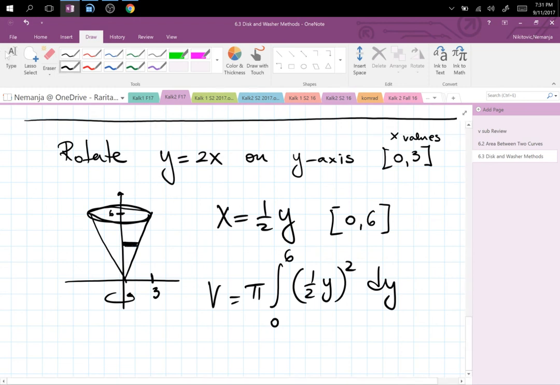So do we all see dy over here? dy immediately tells us that the limits must be y and your function has to be in terms of y.